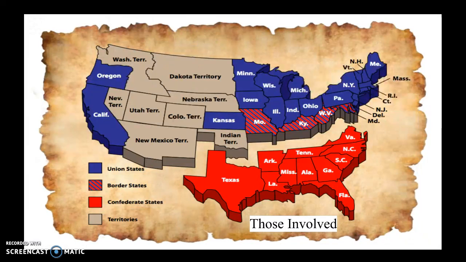This is just a map of those involved in the Civil War. As you can see, the Union states, the border states, the Confederate states, and then the rest were territories.